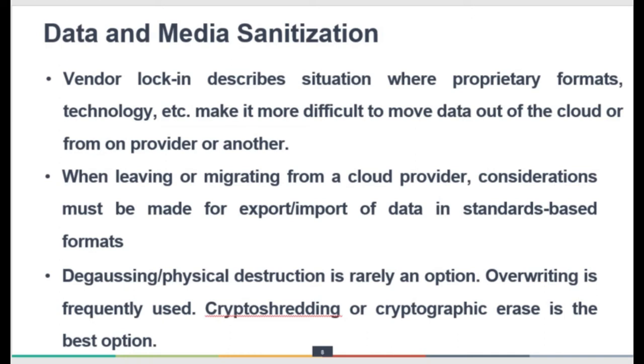Data and media sanitization. This is a very important topic, especially when it comes to the data, the vendor lock-in. It can happen due to any unfavorable contractual agreement, because probably we missed some of the aspects that we did not discuss during the contract finalization, and hence the customer is stuck there, and hence the vendor lock-in. This also describes the situation where the proprietary formats, technology, etc., make it very difficult to move from one cloud to another for any customer.